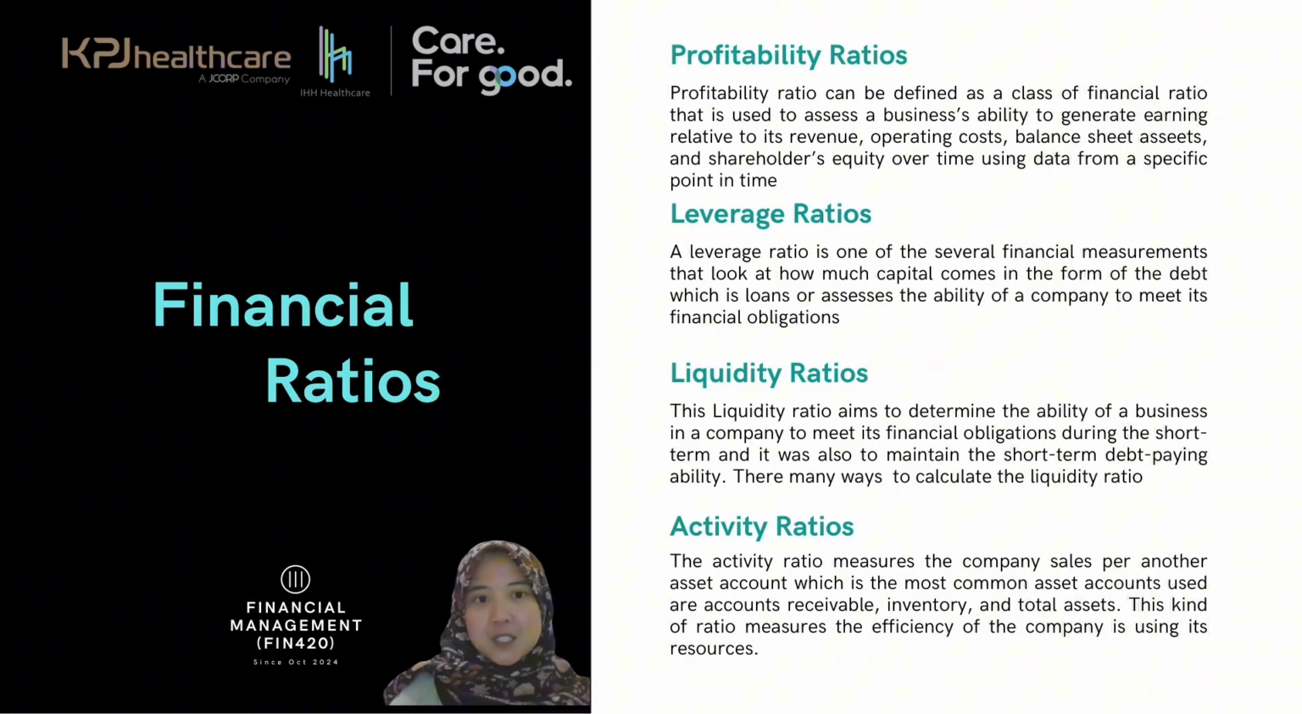Activity ratio. The activity ratio measures the company's sales per another asset account. The most common asset accounts used are accounts receivable, inventory, and total assets. This kind of ratio measures the efficiency with which the company is using its resources.